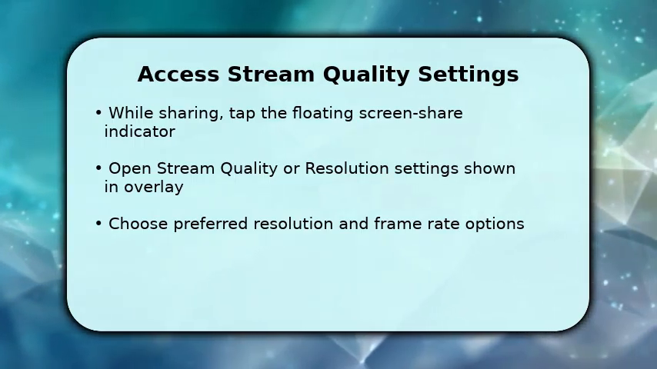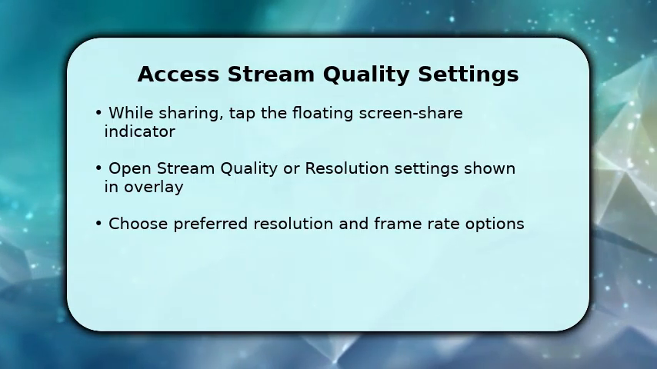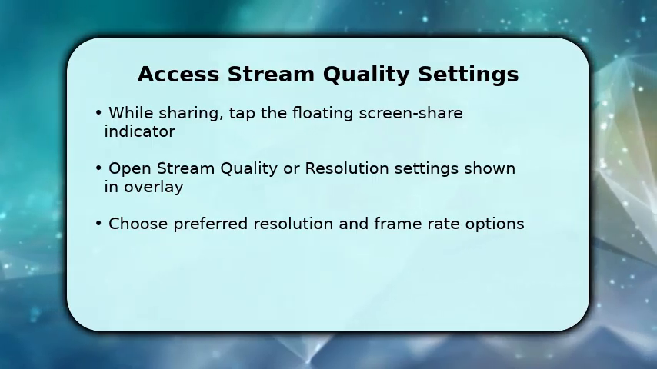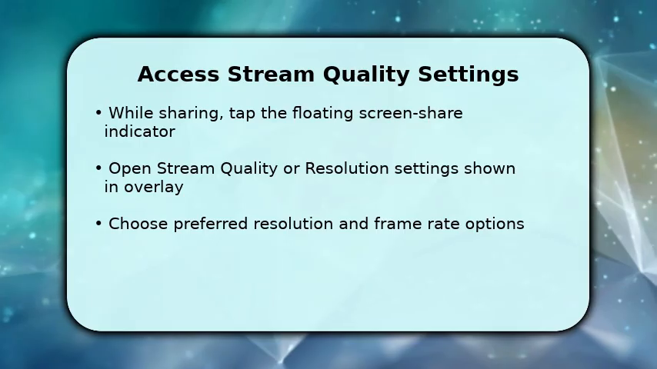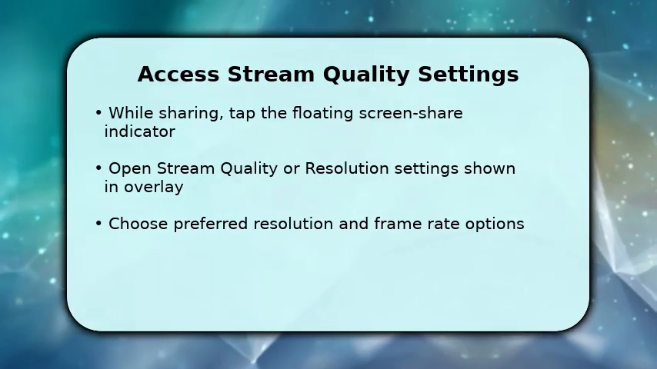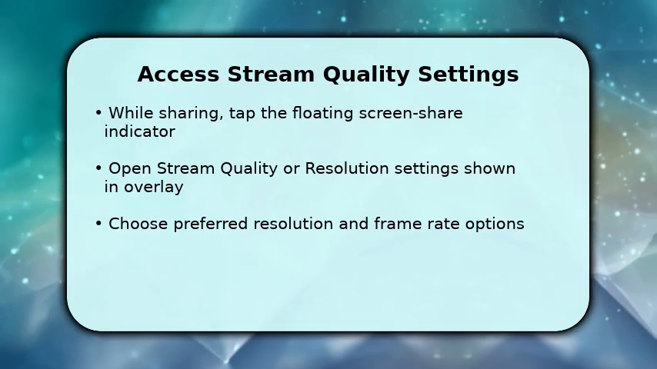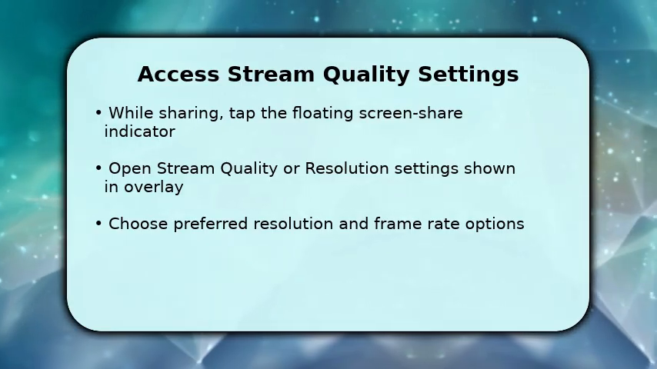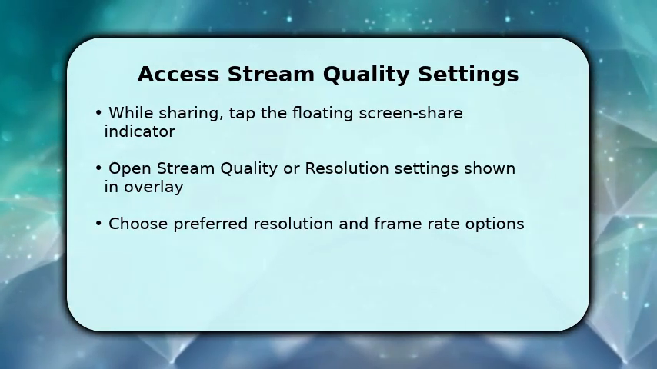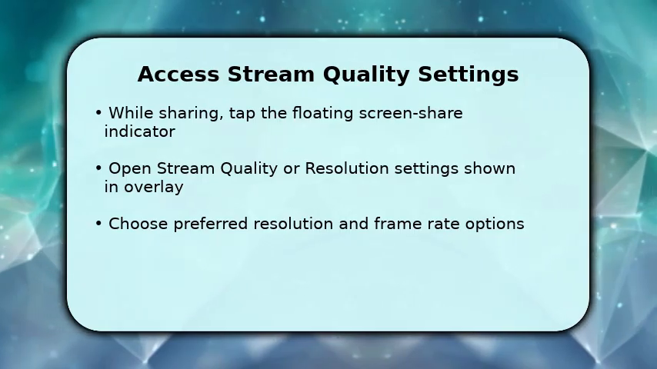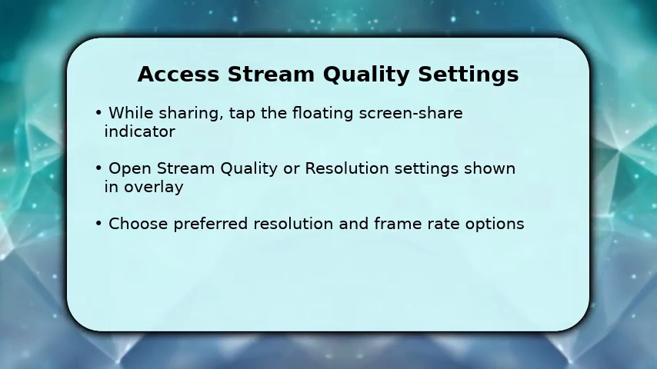Tap that to reveal resolution and frame rate presets. Pick a higher resolution for clarity or lower to reduce bandwidth, 480p, 720p, or 1080p where available, and set frame rate to 15, 30, or 60 FPS depending on motion in your content. Adjust bitrate if the option exists. Higher bitrate improves quality but uses more mobile data.